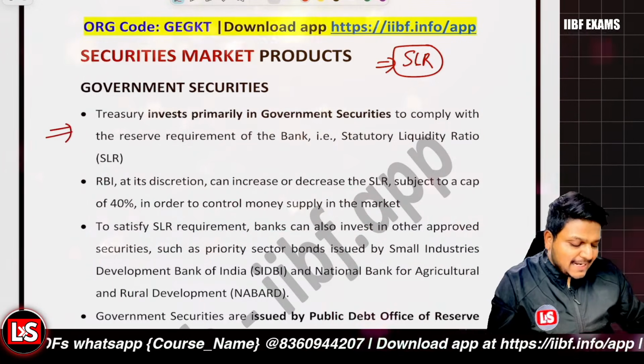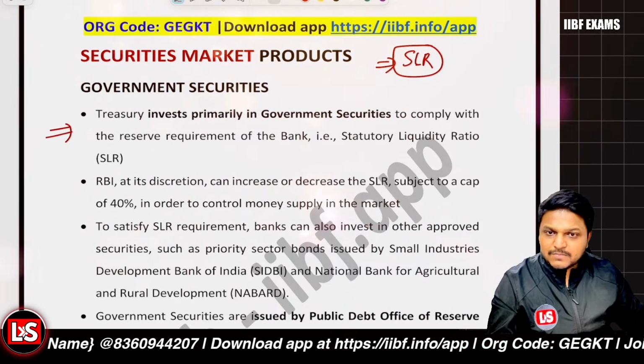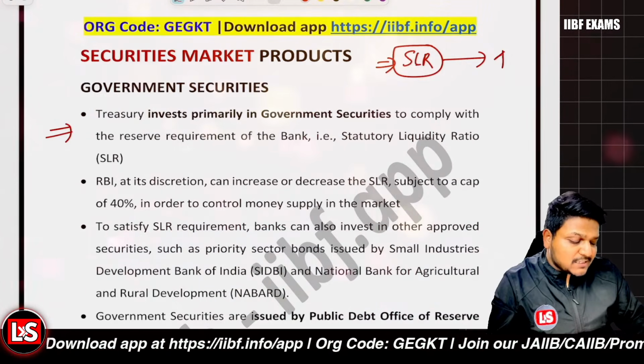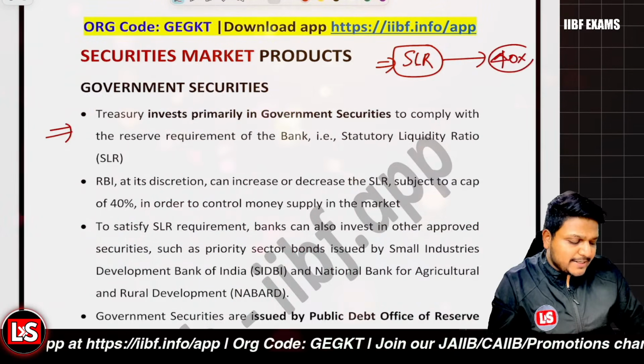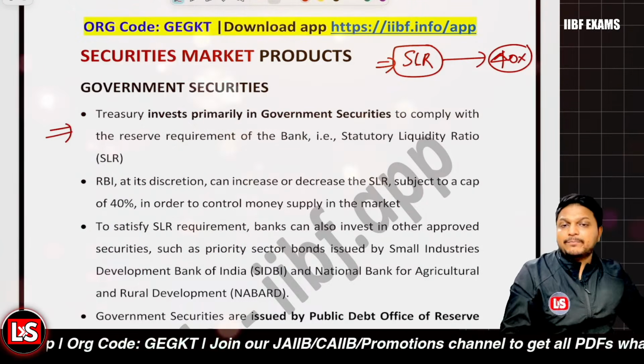So that can be fulfilled if we do invest into the government securities. And the SLR can go up to 40%. The maximum SLR can go up to 40%. Right now it's around 18%, right? But it changes from time to time.